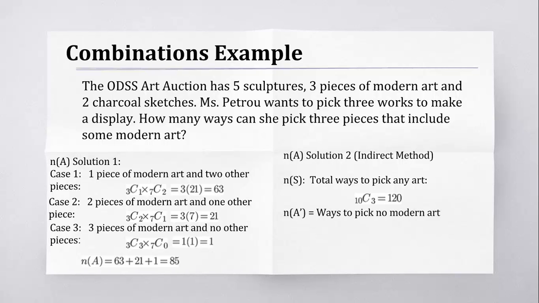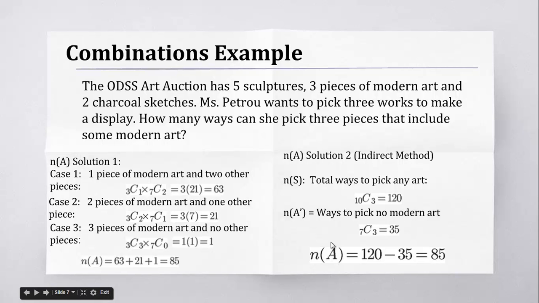A prime is the number of ways to pick no modern art, and so if we take 120, no modern art is 7 choose 3. I left off the 3 choose 0, but I'm kind of regretting that. So you probably should write 3 choose 0 times 7 choose 3, but you don't need it. And then n of A is 120 minus 35, which gives you the exact same answer. Just to show you, the indirect method is quicker, but sometimes you have to do cases anyway, so it's nice to see both ways.